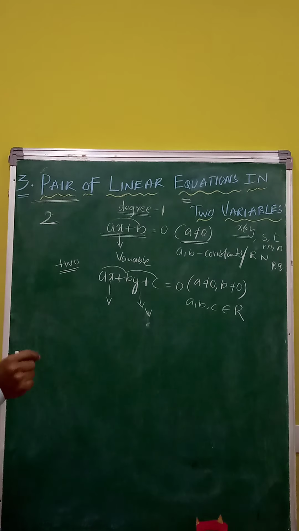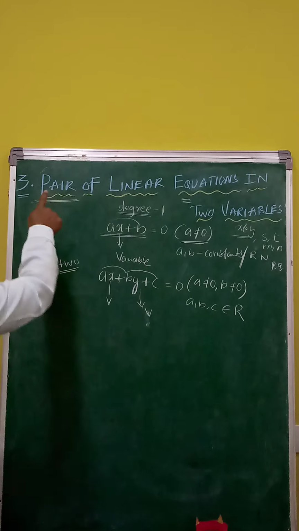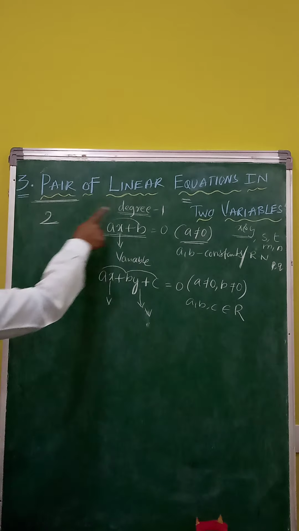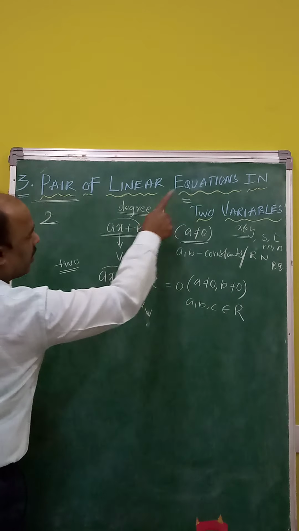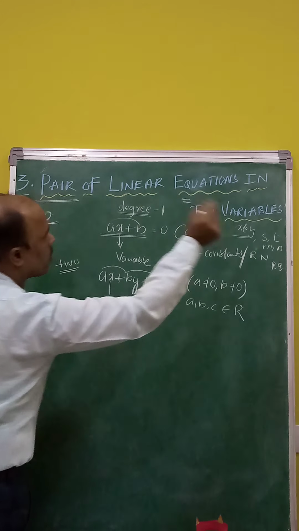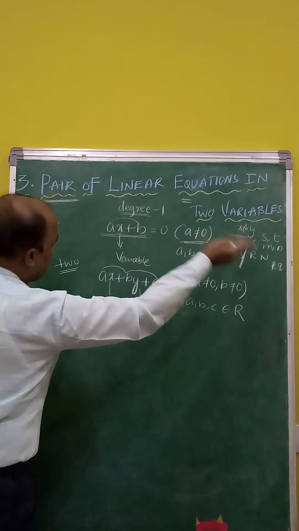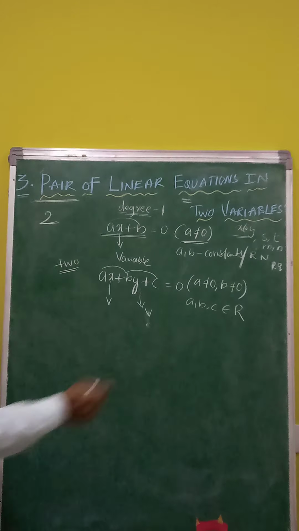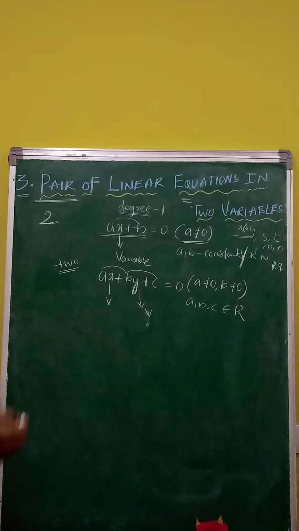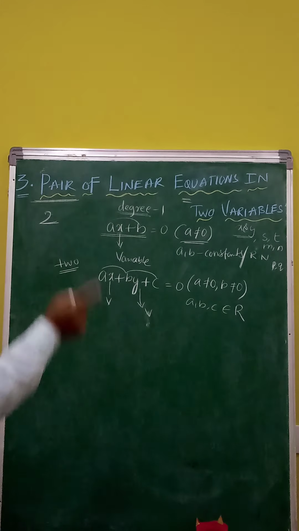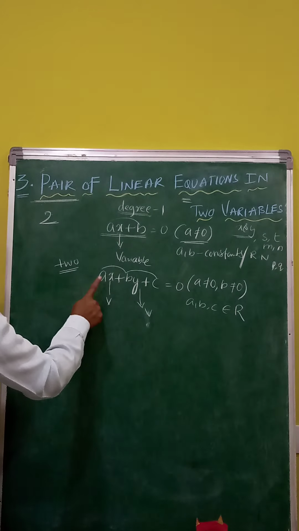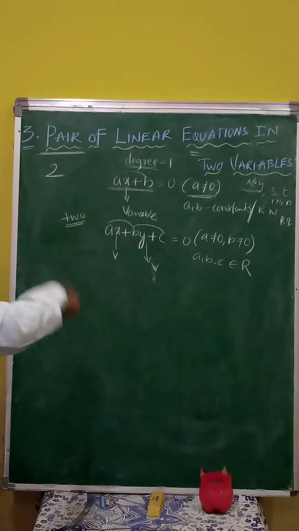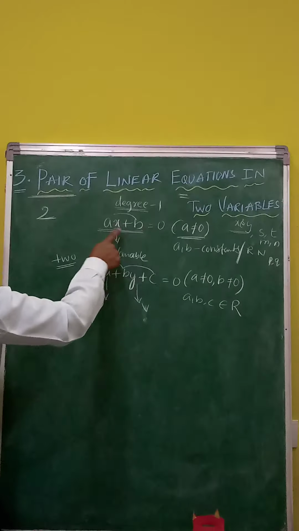Is the meaning of the chapter clear now? Pair of linear equations in two variables. Pair means 2, linear means degree 1, equation means that it should be equal to something, and in two variables, x and y. Now we'll go for the general form. The general form of a linear equation in two variables is ax plus by plus c is equal to 0. The general form of a linear equation in one variable is ax plus b is equal to 0.